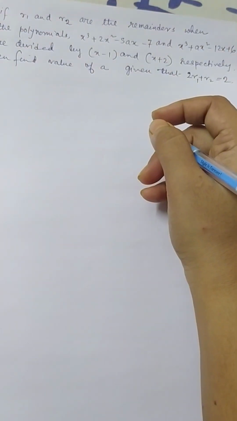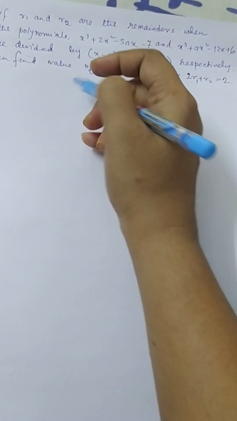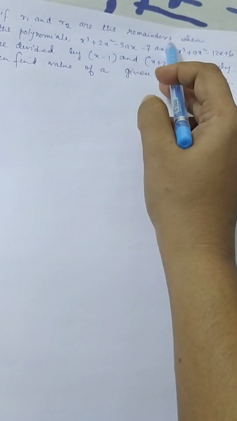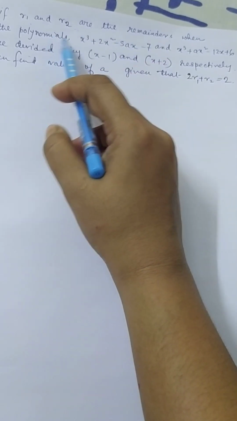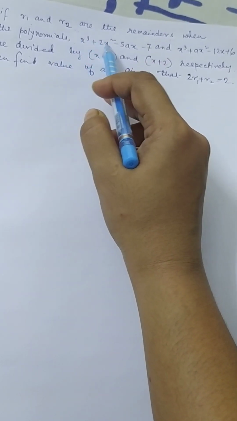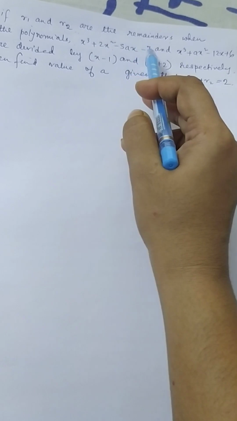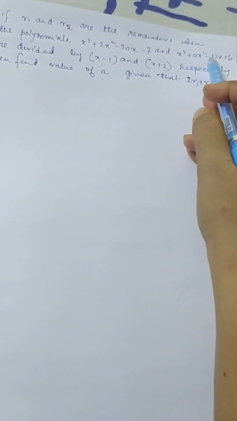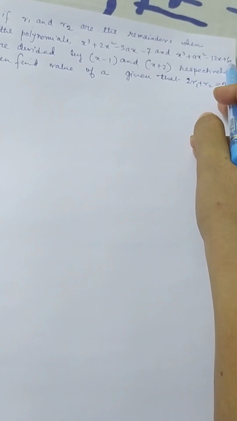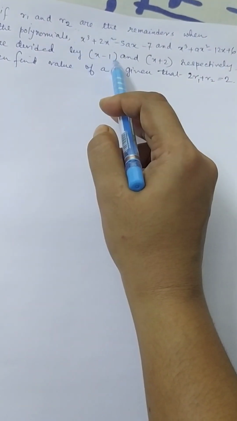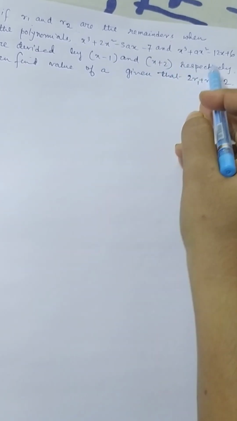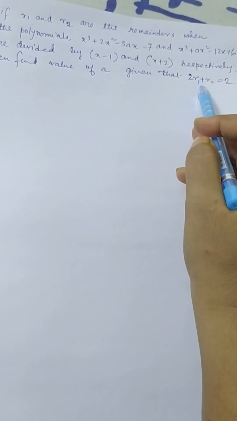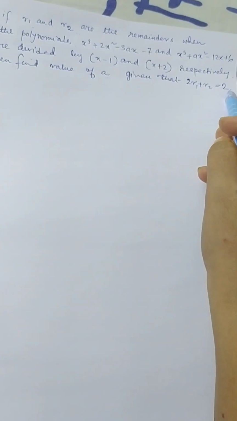The next problem is like this. If R1 and R2 are the remainders when the polynomials x cube plus 2x square minus ax minus 7 and x cube plus ax square minus 12x plus 6 are divided by x minus 1 and x plus 2 respectively, then find the value of a given that 2R1 plus R2 is equal to 2.